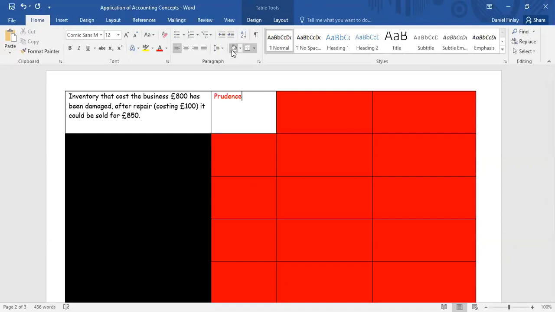And again, that's because of prudence. We can't overstate our assets. So in the income statement, I'm going to have to get rid of the 800 and put in the 750 instead, which is the same as just taking away 50 from our inventory.